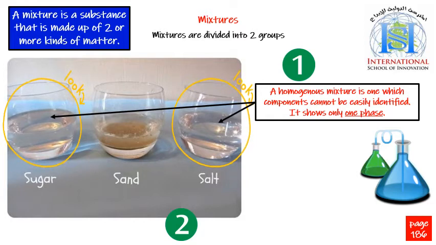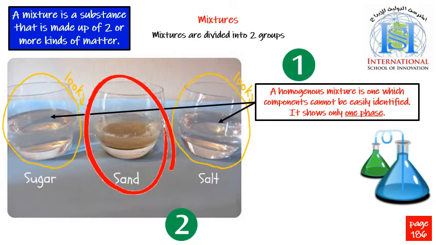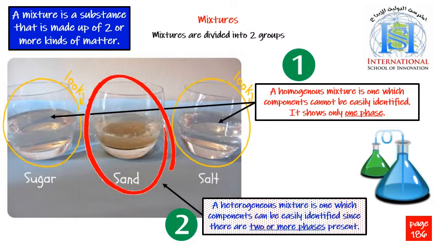Let's observe the second mixture. What are the components of the second mixture? Sand and water, right. Can you see the sand particles? Yes, we can see them, correct. How many phases or levels or colors does this mixture show? Yes, two, good job. We can see the sand color and also the water color. So is it a homogeneous mixture? No, since it doesn't show only one phase. This is what we call a heterogeneous mixture.